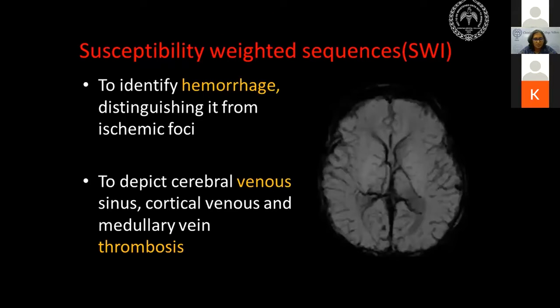Now, SWI or susceptibility weighted sequences are also very useful, especially since they can identify hemorrhage and thus distinguish it from ischemic foci, which can be seen on T1-weighted images. Also, it is useful to detect cerebral venous sinus thrombosis, cortical venous thrombosis, and medullary vein thrombosis.